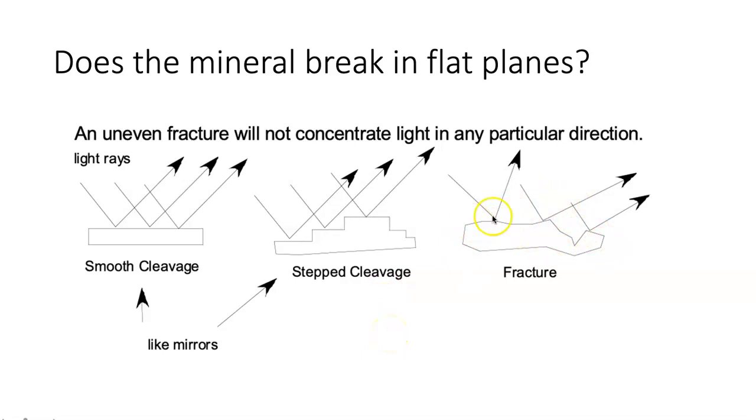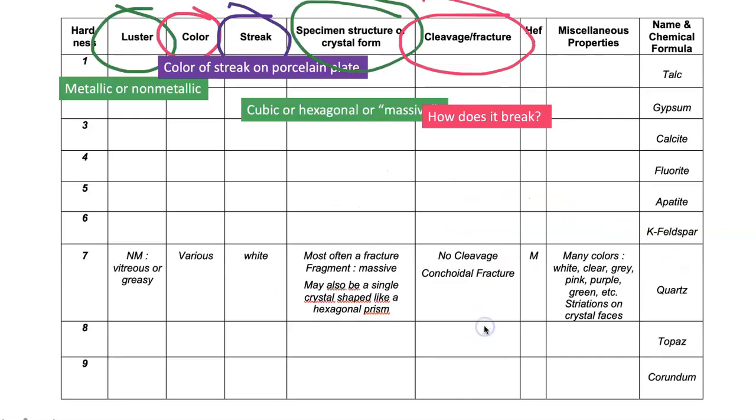Fracture is the absence of cleavage, and in that case, light comes in and gets bounced off in all different directions because it's hitting this irregular surface. So in this column, you're either going to put yes or no, does it have cleavage? And if no, then you're going to write that it has fracture. So again, this is going to be a bit challenging, but we're starting out brand new with this idea, and you'll get the hang of it after a while.